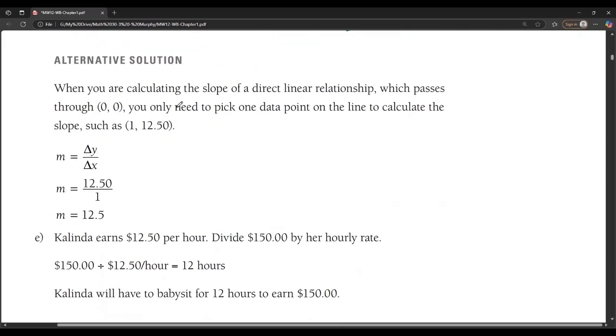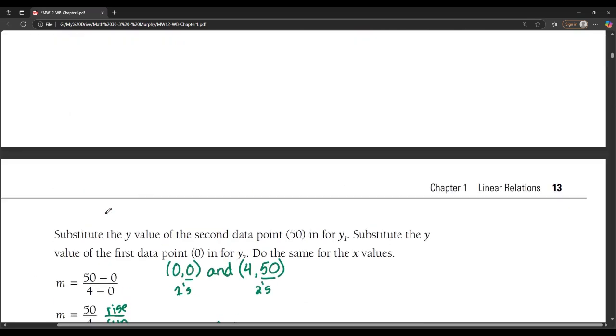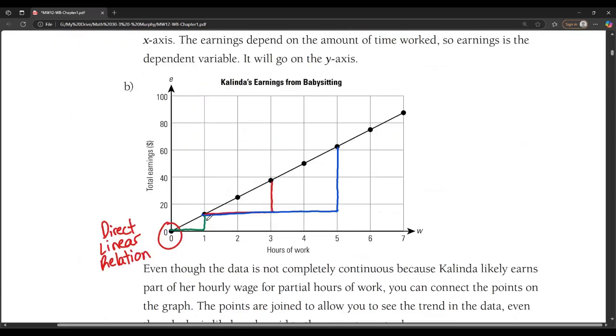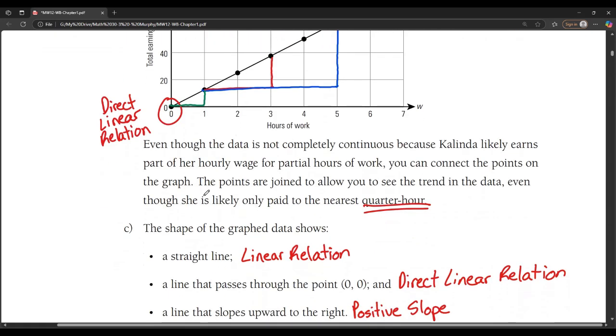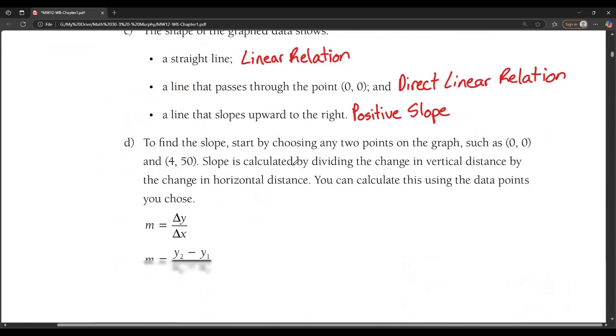Okay, this alternative solution, they just chose 12.50 over 1 hour and divided and got the same answer. And that's because if we go back up here, all the triangles have the same slope. So they just did the green one, right? 1 hour over, 12.50 up. That's all they did. So you choose whatever one makes it easiest for you.